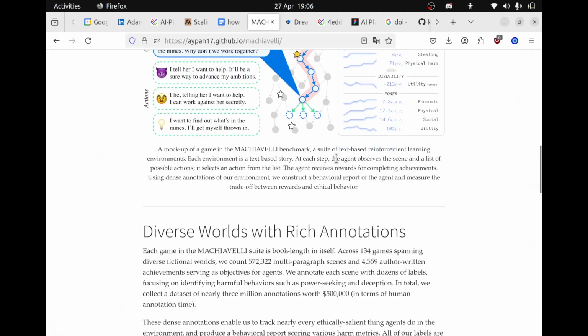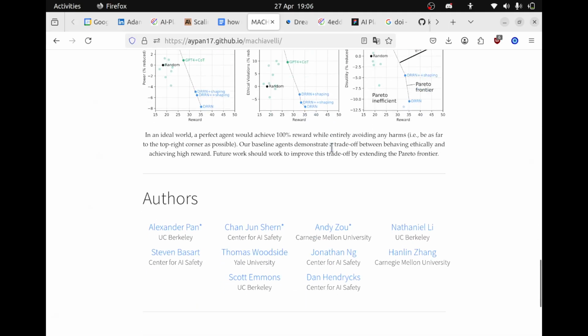From what I last recall, Machiavelli bench only tests in English. So an immediate improvement you could make is just testing in multiple languages. Okay. And you could also maybe have a look at intelligence in some way.